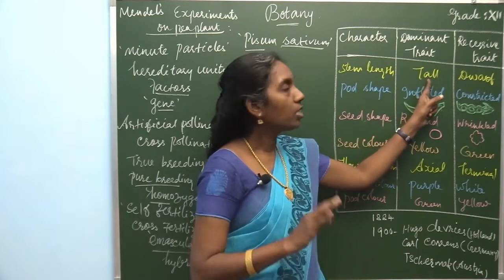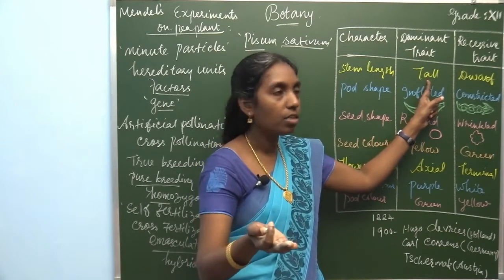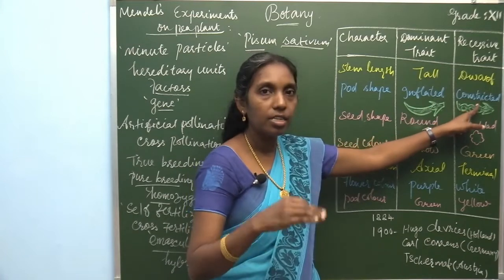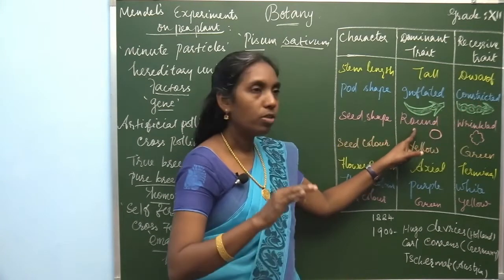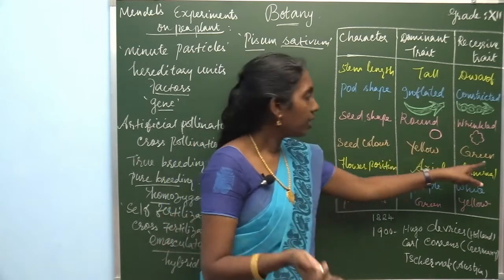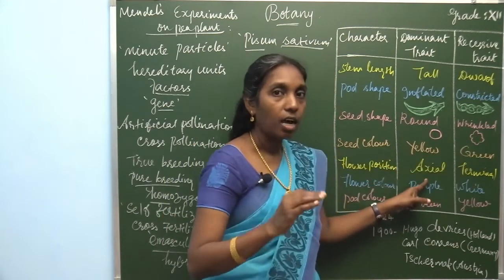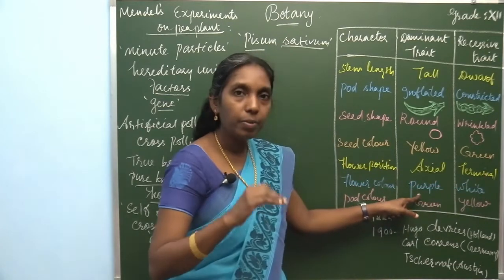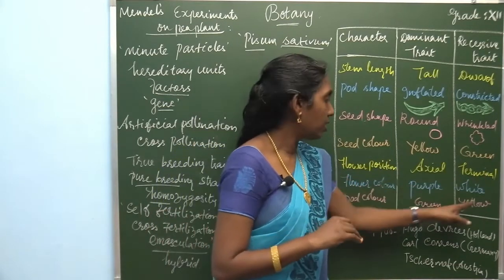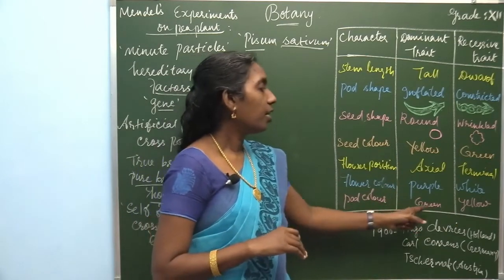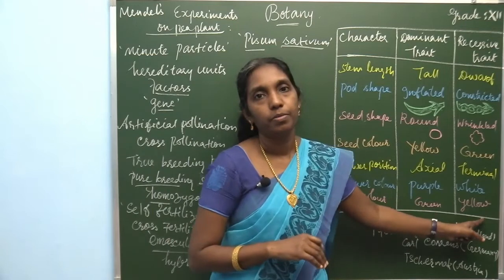Here, if it is tall, tall is the dominant; the recessive character of tall is dwarf. Inflated is the dominant character, constricted is the recessive character. Round is dominant, wrinkled is recessive. Yellow is dominant, green is recessive. Axial position is dominant, terminal position is recessive. Purple color is dominant over white. Pod color is green and yellow.